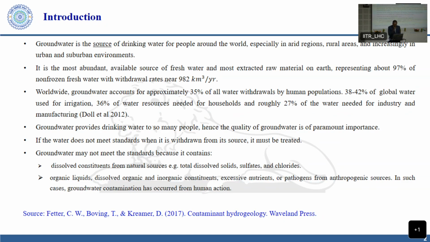Worldwide, the distribution of water is 35% of all water withdrawal for the human population, 38 to 42% globally used for irrigation, 36% of water resources needed for households, and roughly 27% needed for industry and other manufacturing companies.